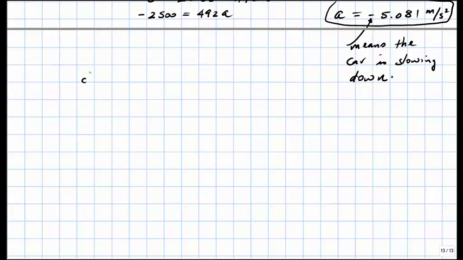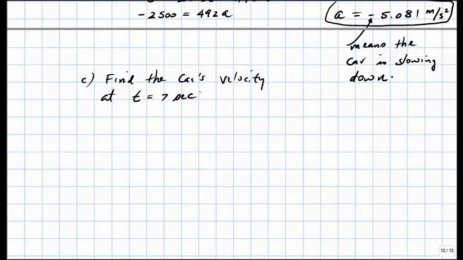Okay, so in part C, we would like to determine the car's velocity at t equals 7 seconds. Now that's the time from the beginning of the problem. And we'll also note that at t equals 7, the car is in phase B because we're only spending the first 5 seconds in phase A.